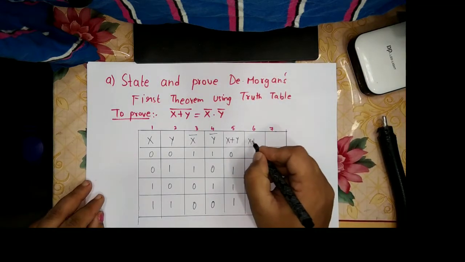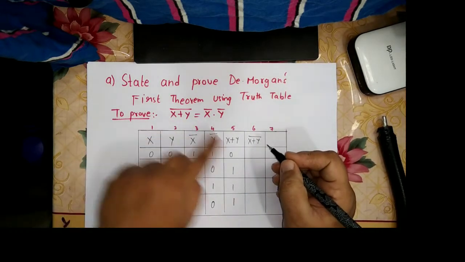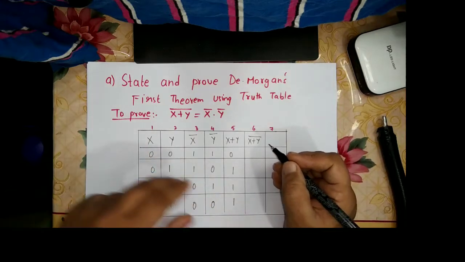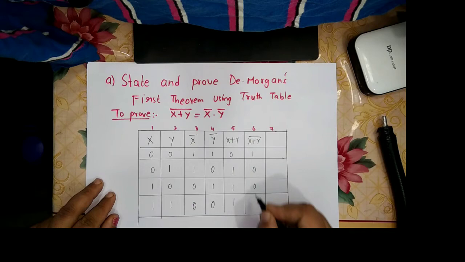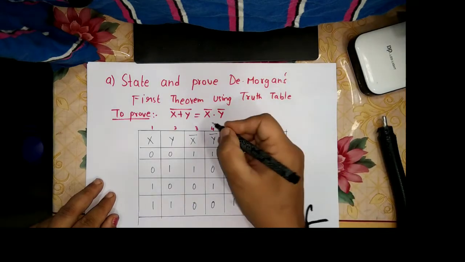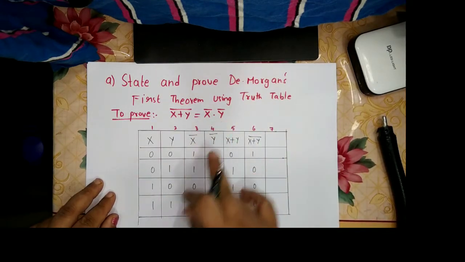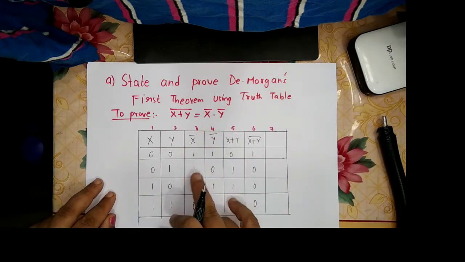And what is x plus y complement? The complement will always be the reverse of what we have written here. So here it is 0. So this will be 0, 0, 0. Okay, and then we have to do an AND operation between these two. That is the third and the fourth column. So x complement and y complement.